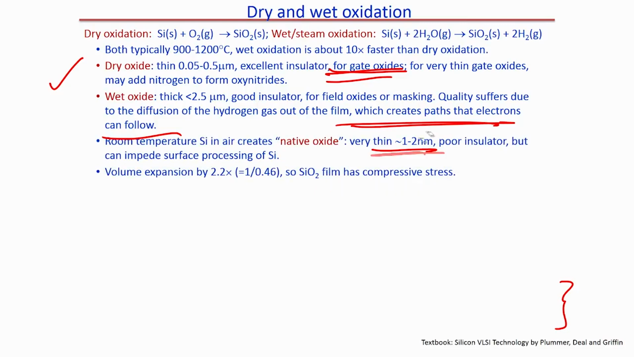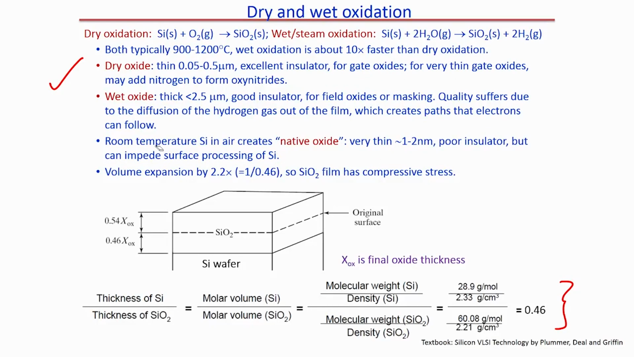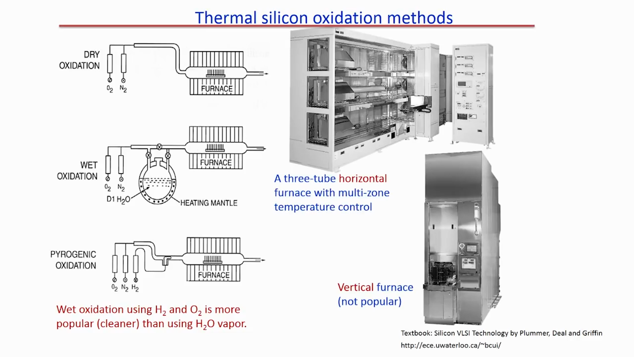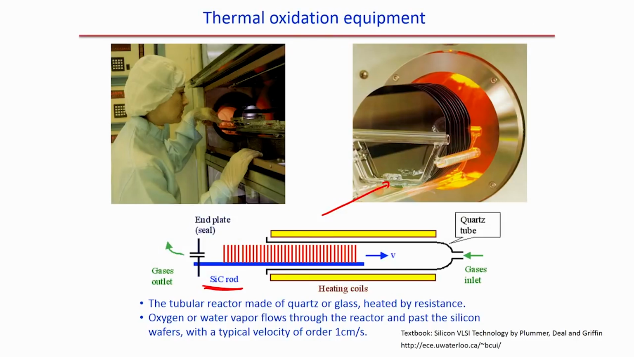Then we have seen that the SiO2 is compressive. Then we have calculated the compressive ratio: if you have the thickness of silicon over the thickness of silicon dioxide, how you can measure it from the molecular volume of silicon over molecular volume of SiO2. We have seen this equation and we found that it is equal to 0.46. Then we have seen the thermal oxidation methods, the horizontal tube furnace and the vertical tube furnace, and finally we have seen the photograph of how the engineer is loading the wafer inside the horizontal tube furnace. We found that the tube is made up of quartz. We also found that through the gas inlet, we can induce the gas from here. We can have heating coils and we can have the silicon rod to push the wafer further inside the furnace.